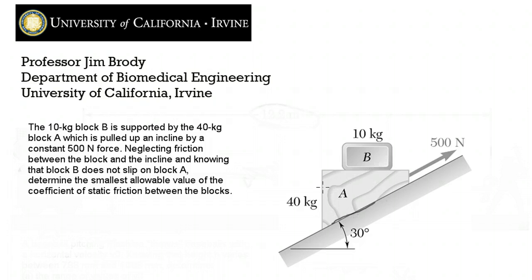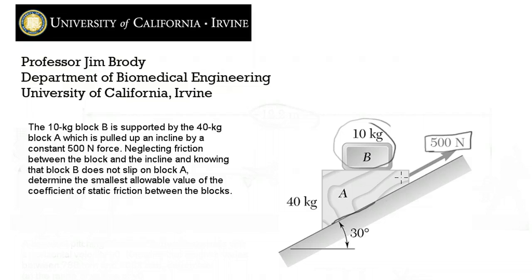Then on top of this 40 kilogram block A, we have a 10 kilogram block B, and it's just sitting on top there. Block A is pulled up the incline with this 500 Newton force, and the problem is to determine the smallest allowable value of the coefficient of static friction between the blocks.